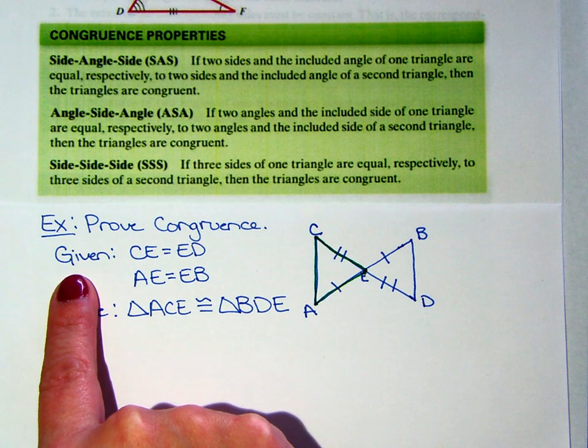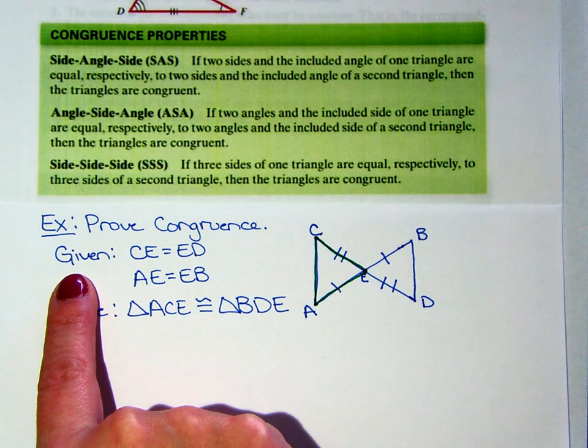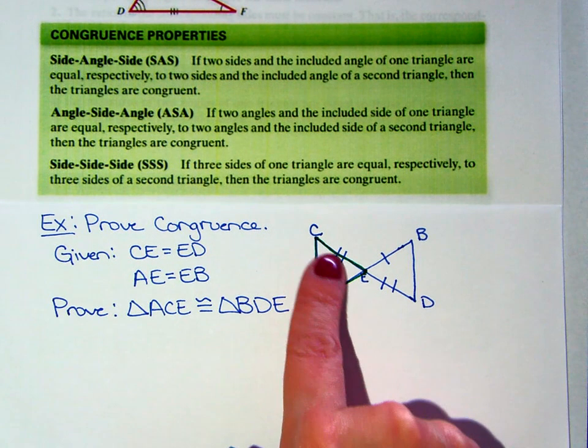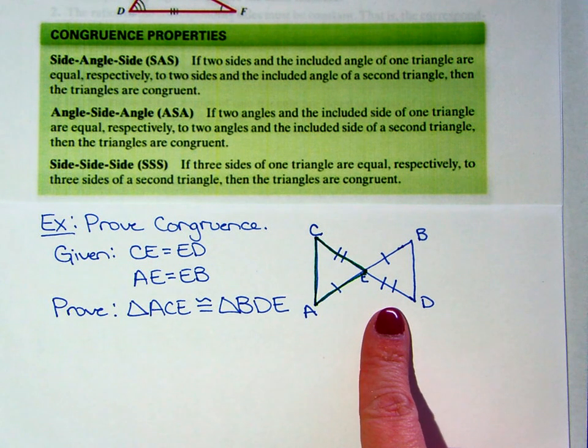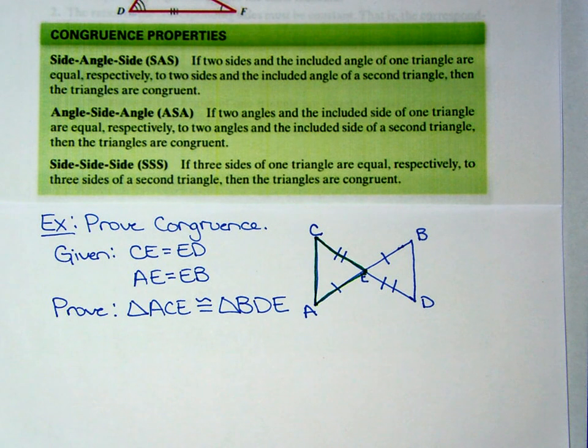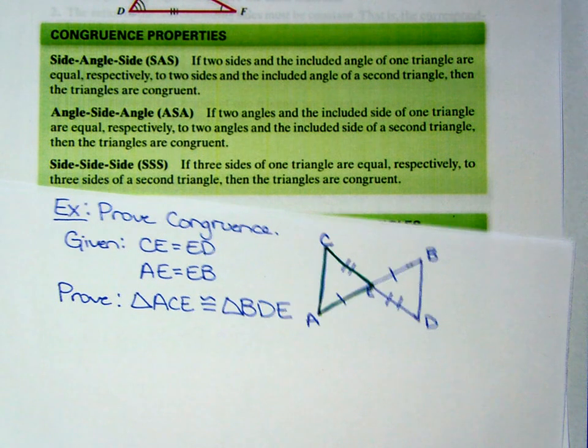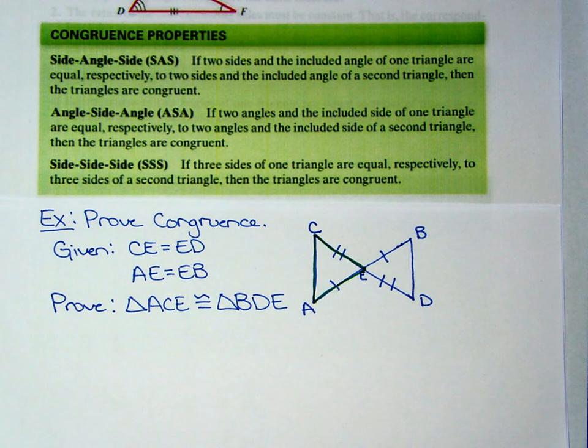So they're giving you that side CE, that's this one with the 2 tick marks, is the same measure as side ED. And that's what the 2 tick marks are telling you. The sides with 2 tick marks are equal. Side AE is equal to side EB. Now that's all they're giving us. We have these 2 different sides. We know they have the same measure, but somehow we are going to have to prove congruency between these.